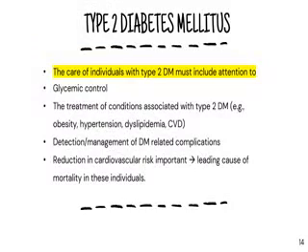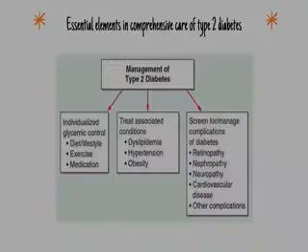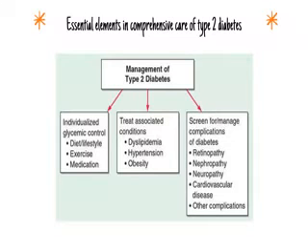The care of individuals with type 2 diabetes must include attention to glycemic control, the treatment of conditions associated with diabetes, detection and management of diabetes-related complications, and reduction in cardiovascular risk, an important leading cause of mortality. This is a repetition slide. Essential elements in comprehensive care of type 2 diabetes, management of type 2 diabetes. This all we have actually gone through, so I'm not repeating.